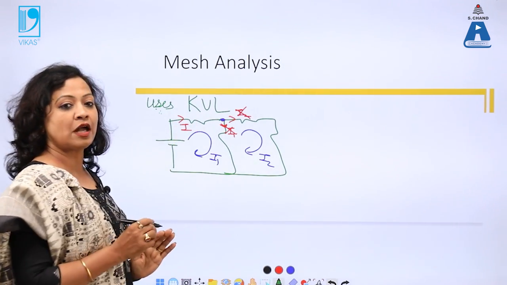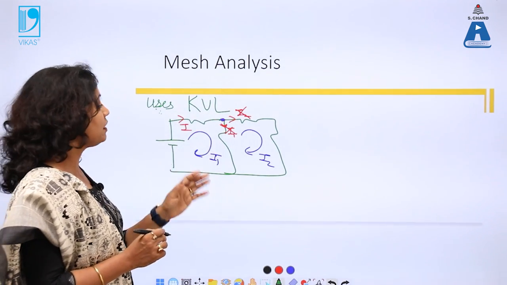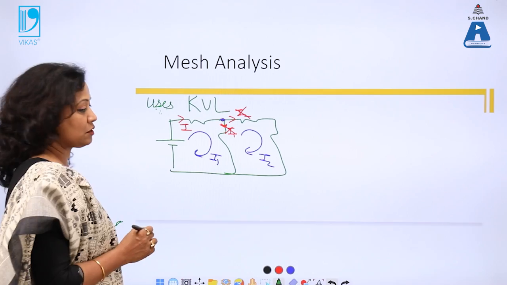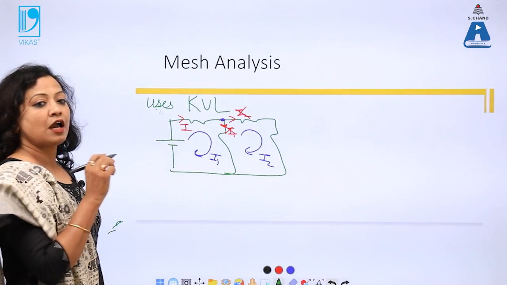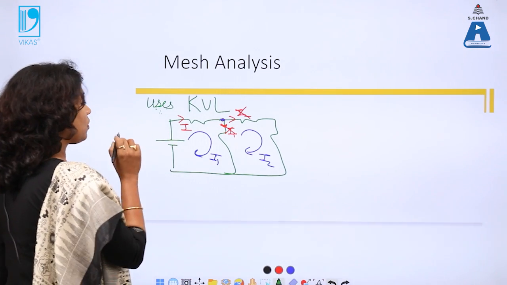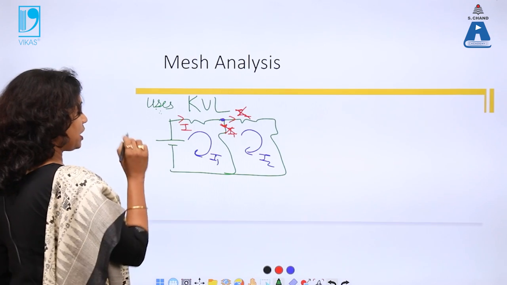Also, I can design a matrix, and using a computer program, I can find out current very easily as compared to Kirchhoff voltage law. Though it is using Kirchhoff voltage law, the basic difference is I am not dividing current at a node or junction. So let me take the same example.